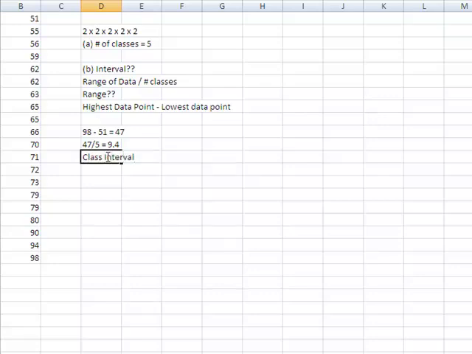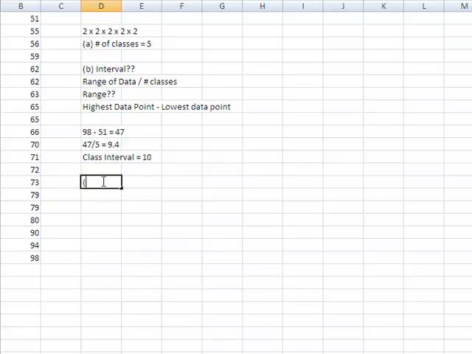So the rule with class interval is always round up. And I know that rounding 9.4 up to 10 breaks every rule you've ever learned in math. But in statistics, we're not talking about math so much as we are about fit and whether or not your data is going to fit into the classes that you have. So if you have anything after the decimal point, even if it was 9.01, I'd round my class interval up to the next whole number. So now I have a class interval of 10. So that gives me B.